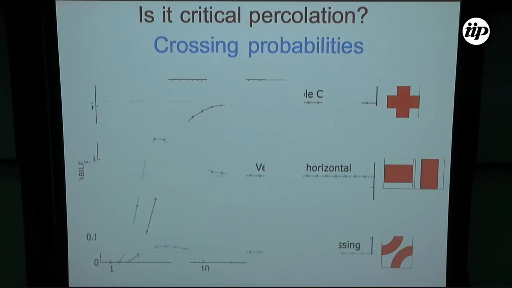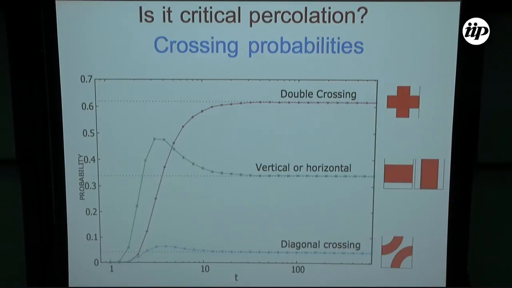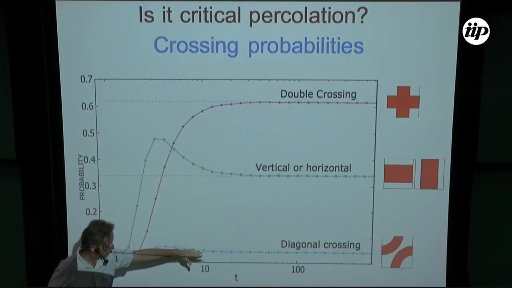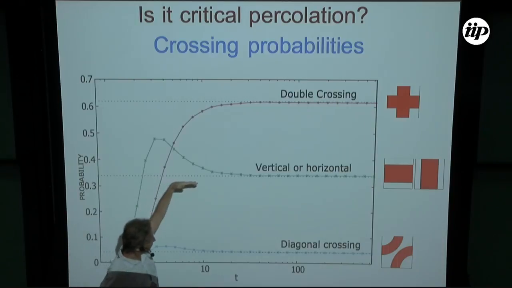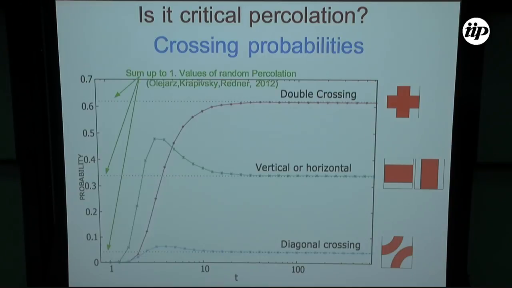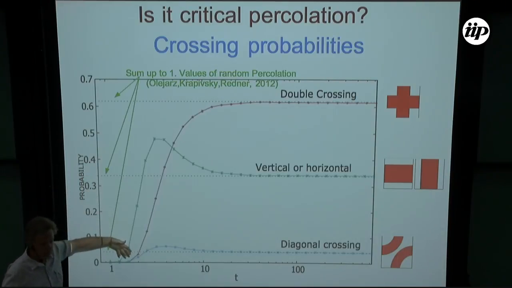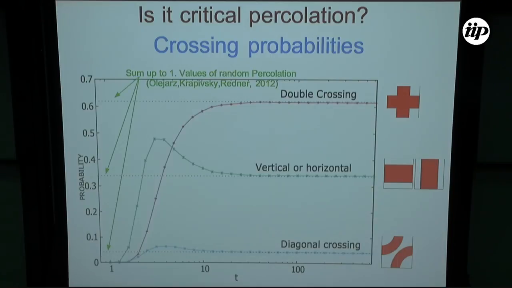If you plot these probabilities as a function of time, you get these 3 curves. This is double crossing, vertical and horizontal, diagonal. So you see there is a transient, but after some time, they go to some asymptotic values. And the interesting fact is that these asymptotic values are exactly the ones of random percolation. In fact, you see it is 2/3, 1/3, and 0.04. So this already tells you that these spanning clusters probably have something to do with random percolation.